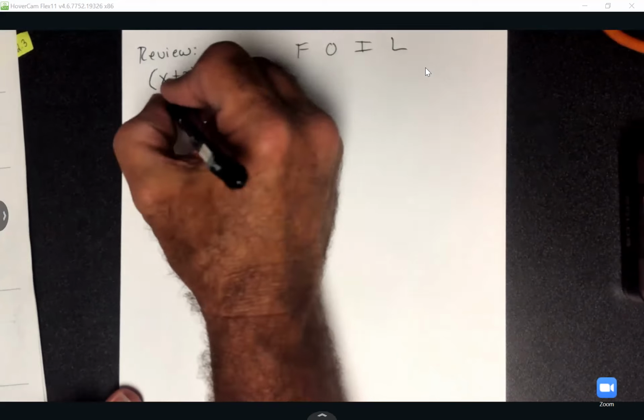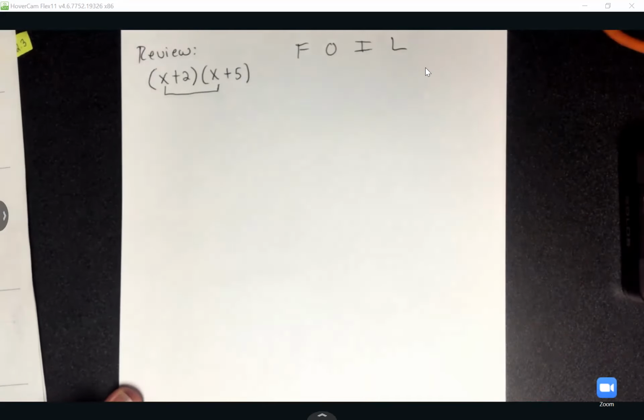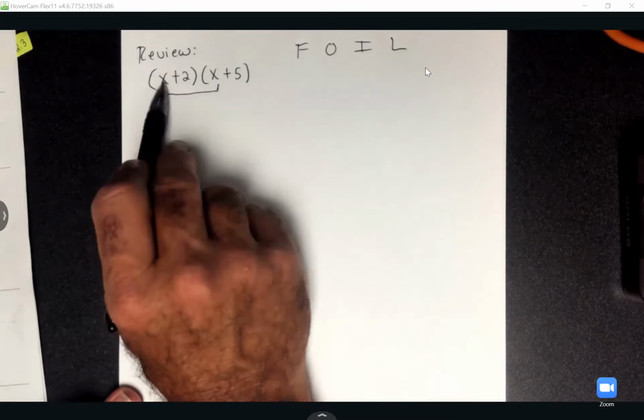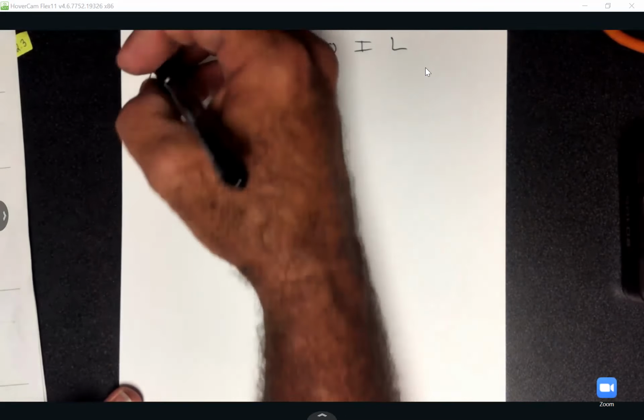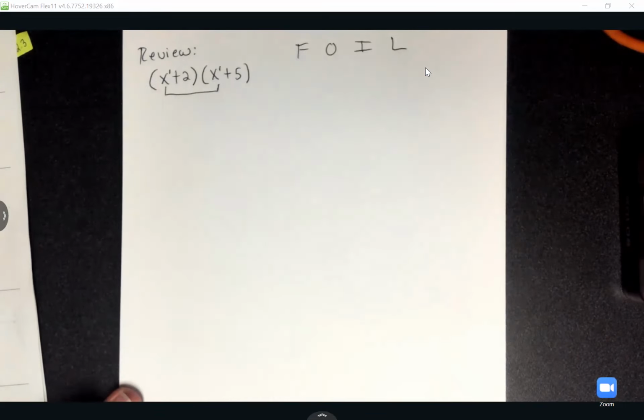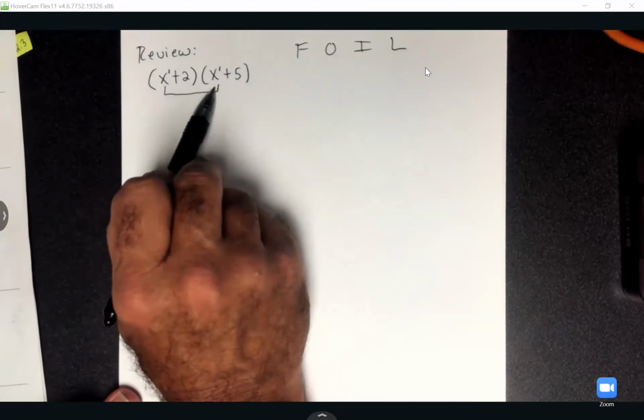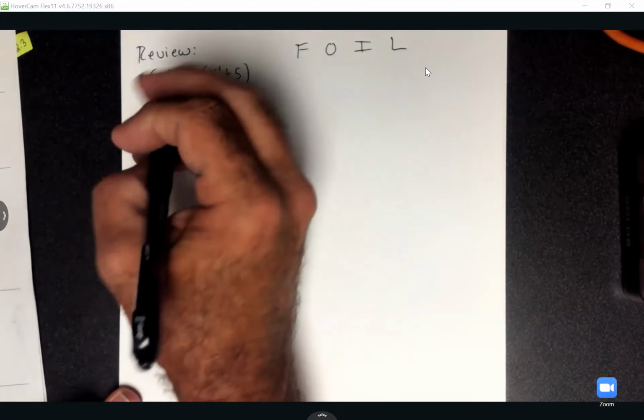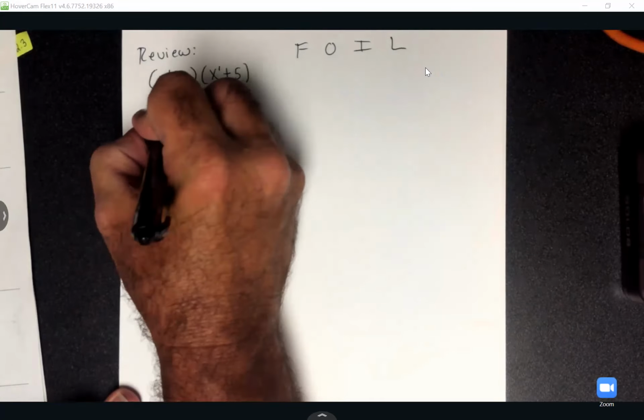So the FOIL, the F, means the first ones from each parenthesis. So the first ones in each parenthesis is the X. So remember, that's like an X to the first times the X to the first. When you multiply variables, add those exponents. So X to the first times X to the first, 1 plus 1 will give me an X squared.